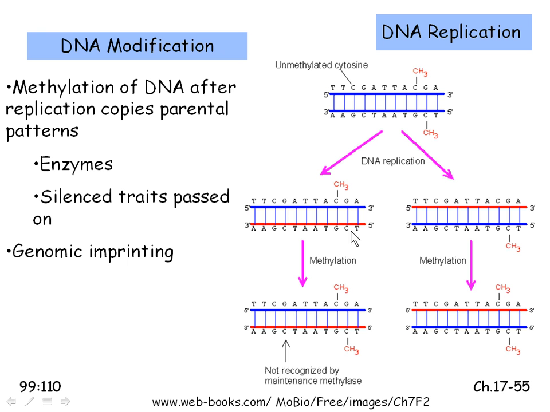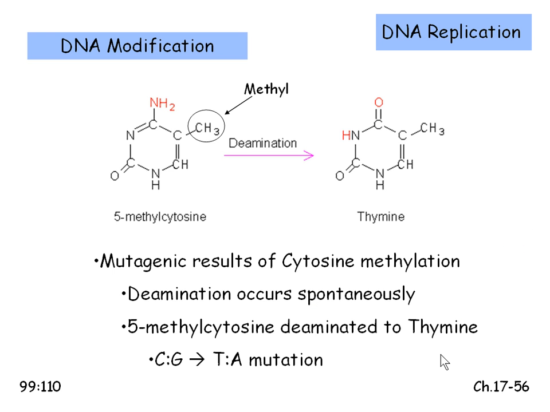So there are enzymes that are involved with specifically maintaining this parental pattern of methylation at these CpGs, and they help to pass on traits of silenced genes, and thus add the methylation in the appropriate spots in the new DNA. These are called maintenance methylases, and they help to maintain the correct methylation of DNA. This is involved with genomic imprinting, which you might be familiar with. Because of time, we won't be going into that today.